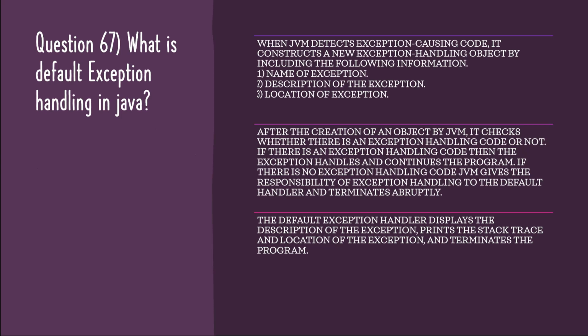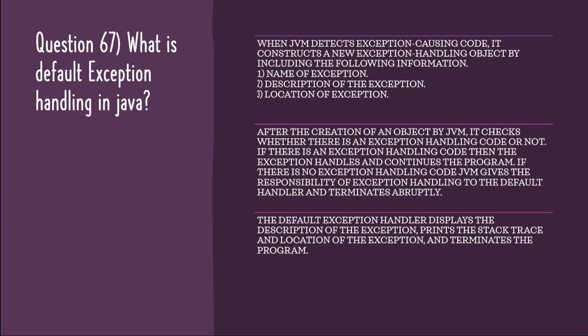Question 67. What is default exception handling in Java? When JVM detects exception causing code, it constructs a new exception object by including the following information: name of exception, description of the exception, location of exception. After the creation of the object by JVM, it checks whether there is an exception handling code or not. If there is an exception handling code, then the exception is handled and the program continues.